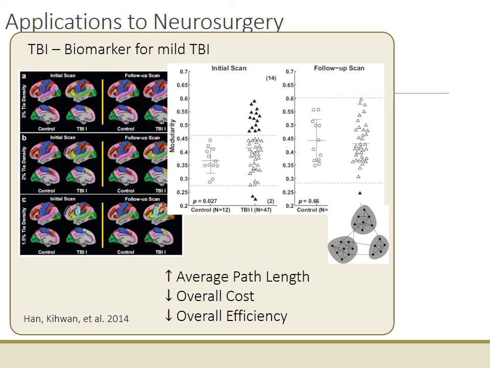So these researchers in 2014 decided to look at fMRIs and construct functional networks. And what they found was they did find some sensitivity. So they found that initially, after the TBI, the subset of patients with a TBI had increased average path length or reduced efficiency. And then the cost, which is another measure of efficiency, was also decreased. And they chose to use modularity as one of the surrogates for this.